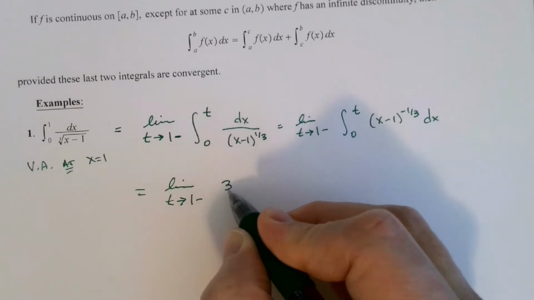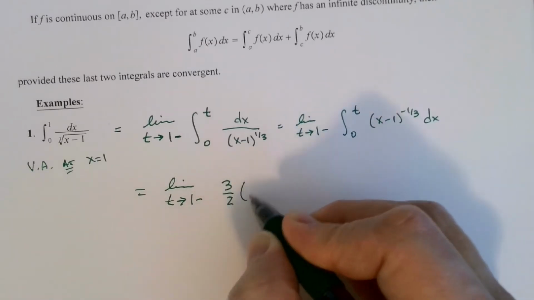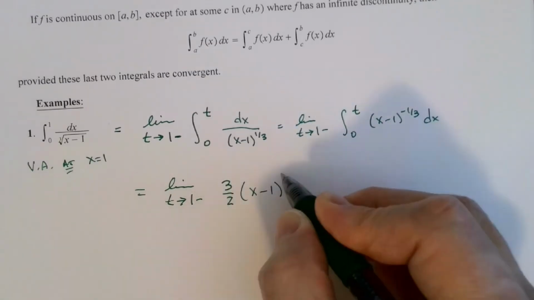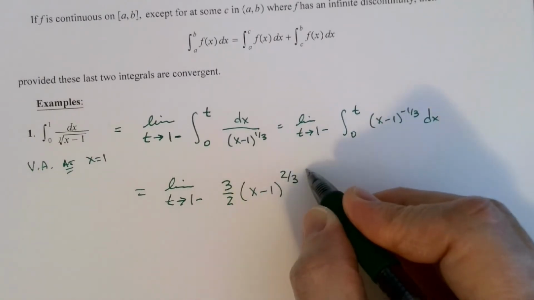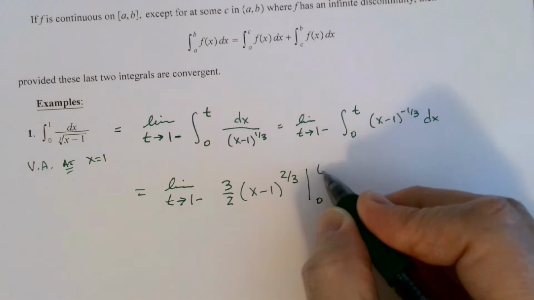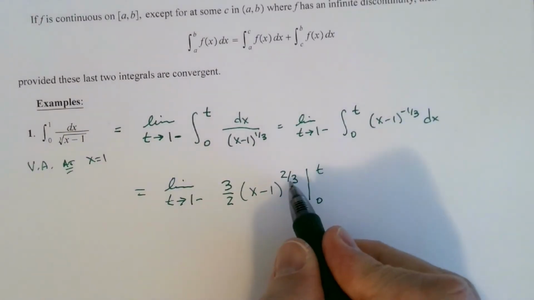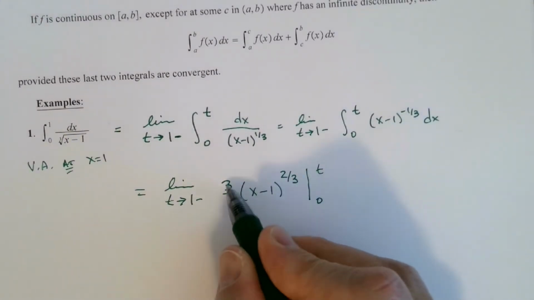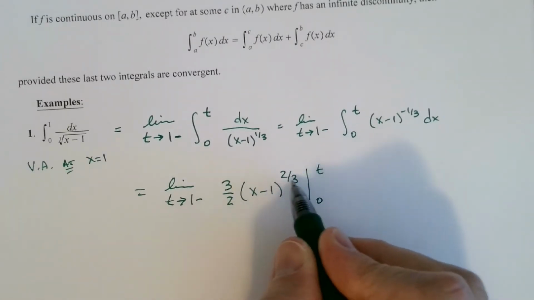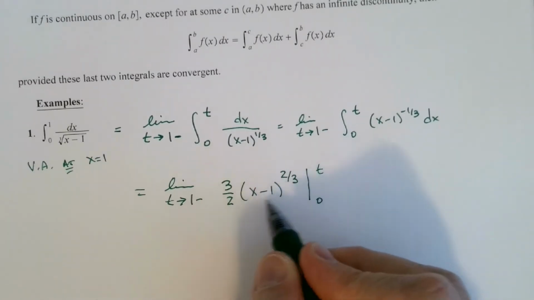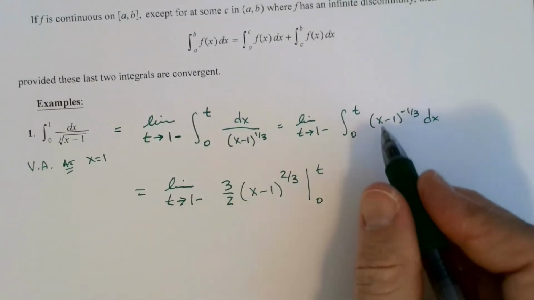So I'm going to get 3/2 x minus 1 to the 2/3 power. That's my antiderivative. Just check this, right? If I take the derivative by the chain rule, bring the 2/3 down. 3/2 times 2/3 is 1. X minus 1 to what? Subtract 1, negative 1/3. And then the derivative of the inner function would just be 1, and I get exactly that.